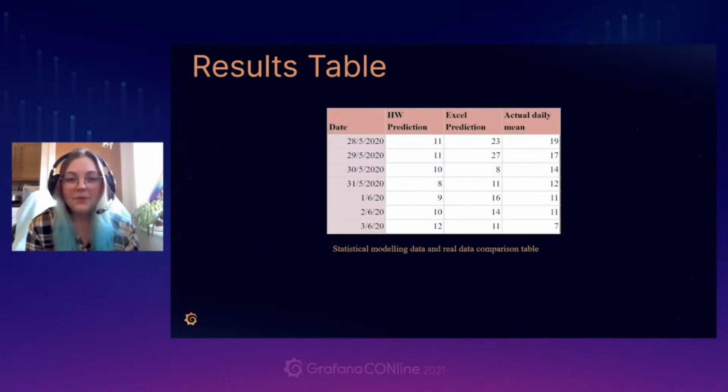Here is the table that shows our results. We've got the Holt-Winters predictions that we just saw plotted. We also have the Excel predictions. This is the unsupervised machine learning, where Excel's built-in forecasting tool was just given the same data sample used to base the Holt-Winters prediction off. And we also have here our actual daily mean for this predicted week. We were able to conclude that the supervised, the Holt-Winters prediction was significantly more reliable than the unsupervised.